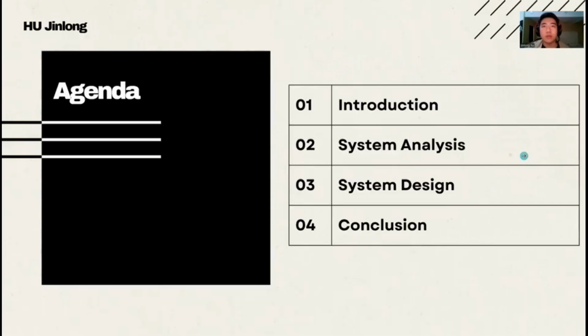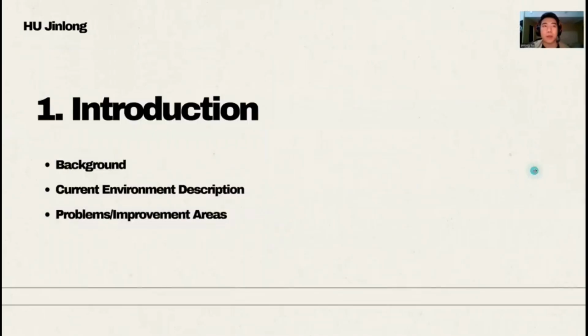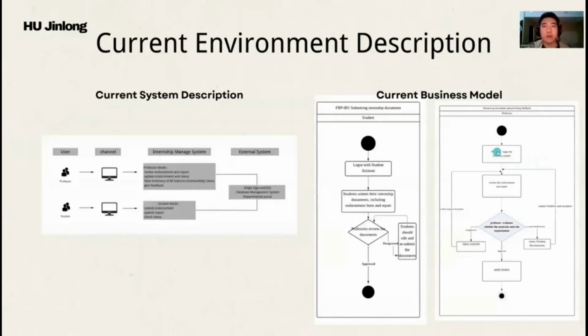Today's agenda will guide us through four key sections, starting with an introduction that I will deliver, followed by system analysis, system design, and conclusion. My part will cover the project's background, our analysis of the current system, and the key areas we aim to improve. For the computer science students, internships are a critical bridge from theory to practice and also a graduation requirement. However, the current system is plagued by inefficiencies in tracking progress and communication, which is why we've chosen to redesign it. Before we dive deeper, let's examine the current environment.